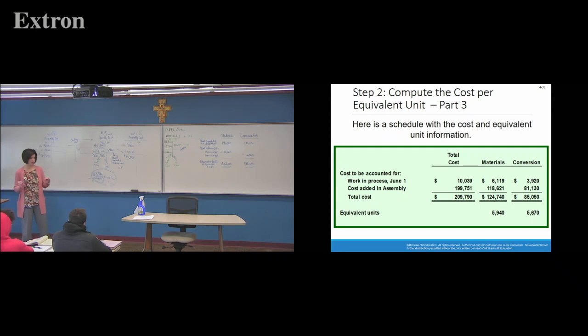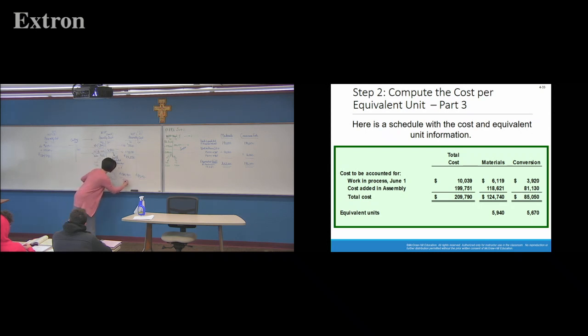You guys with me? So the numerators are the totals, right? So here's my costs right here. The numerators are those totals, 124,740 and 85,050, which they did right up there. I'm just trying to do this side by side with this here. Divided by those equivalent units that we calculated on the previous slide.